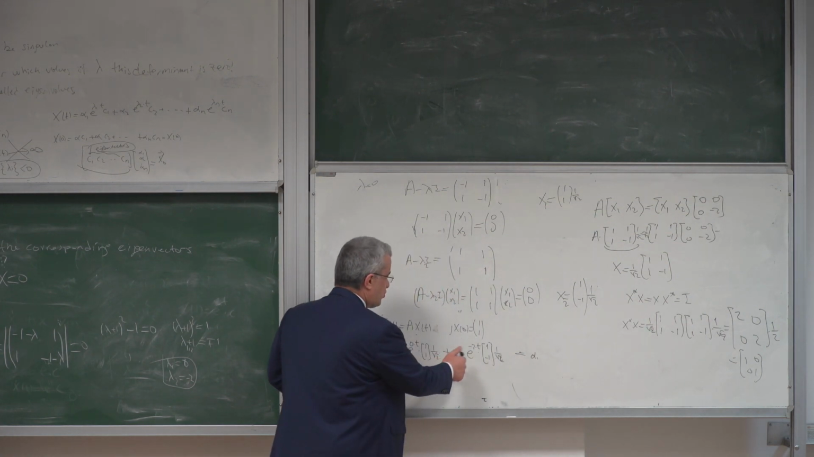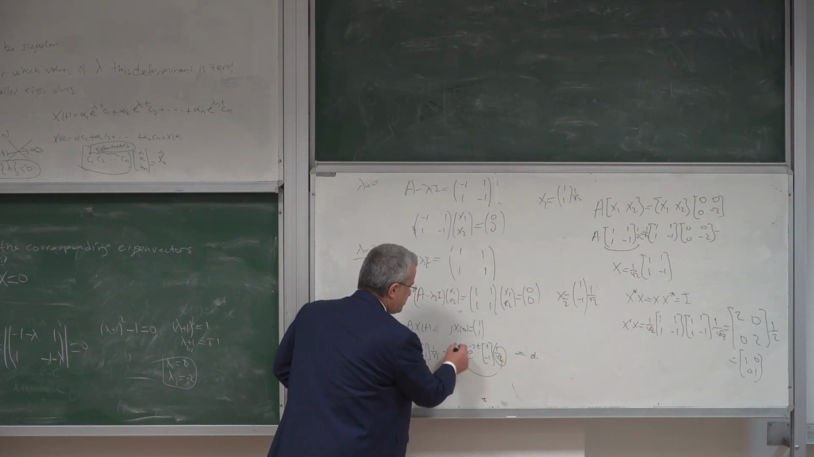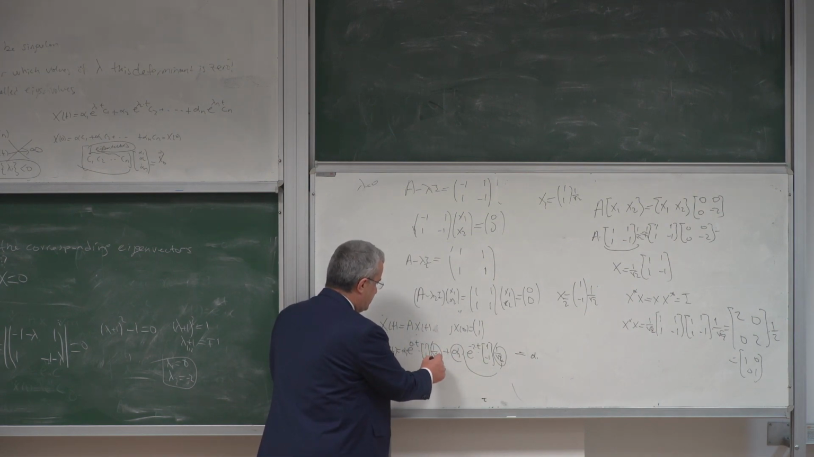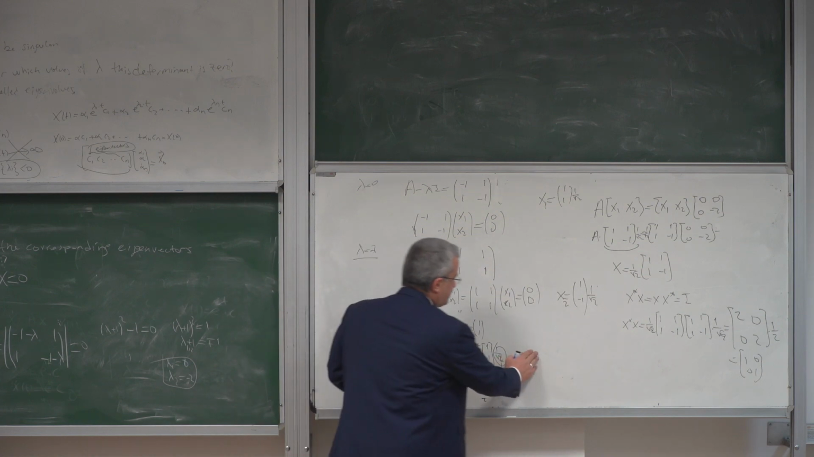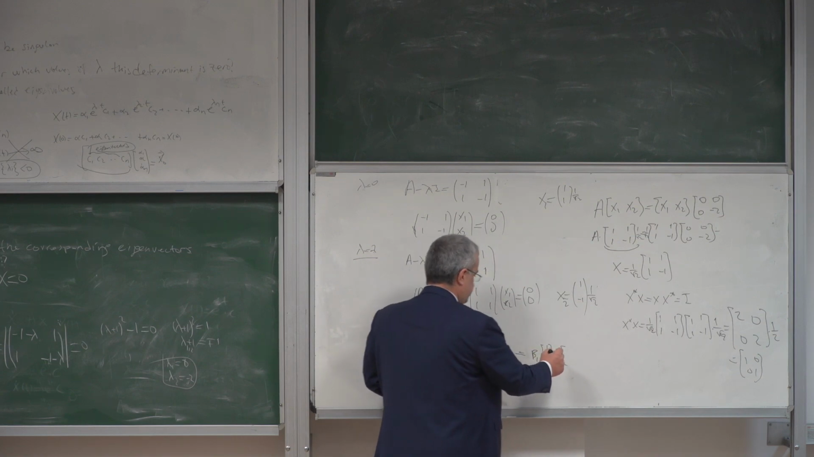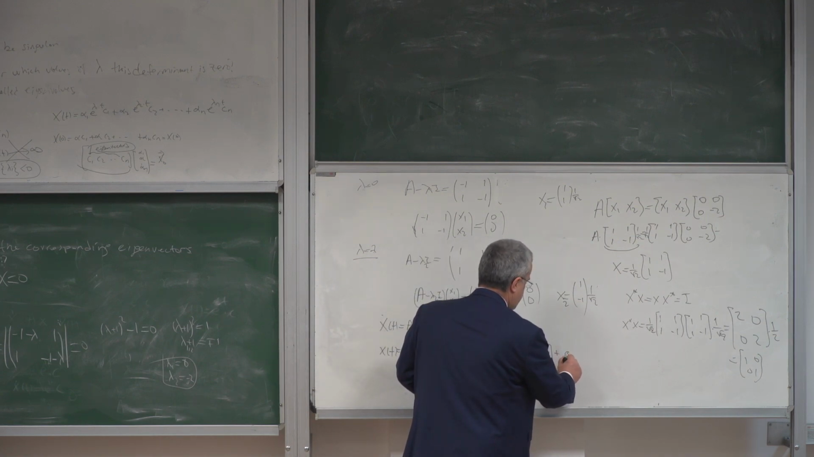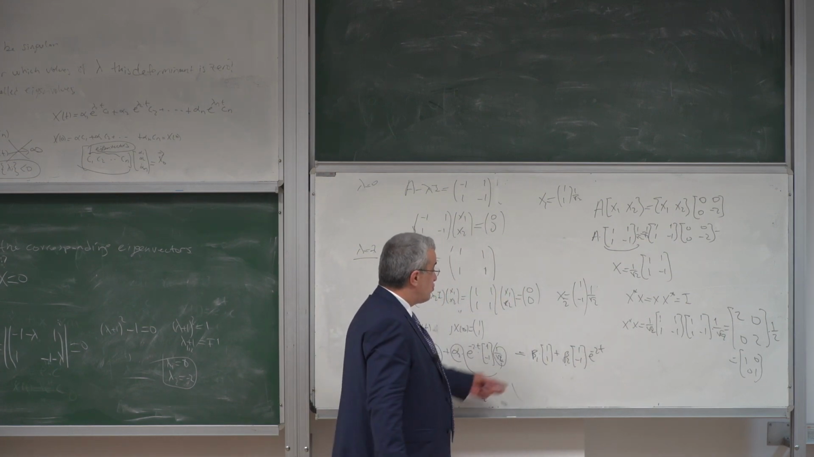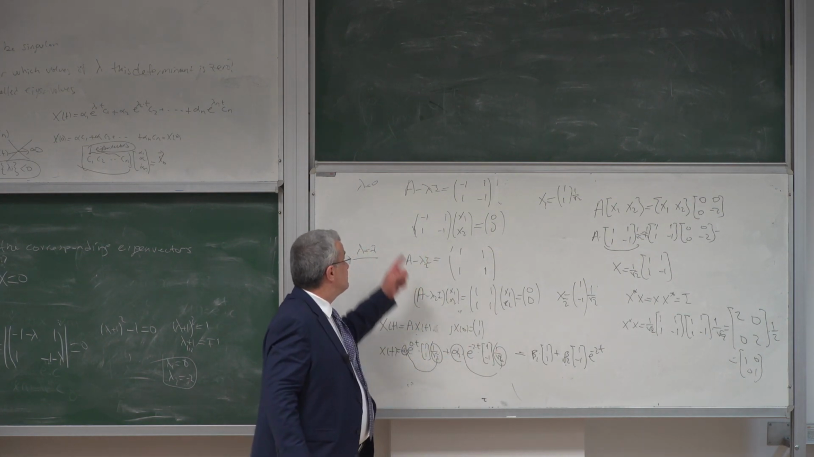So I will just incorporate this and this together. I will call it alpha, okay? Since we are solving for it. Or let me call it beta. Beta 1 times 1, 1, plus beta 2 times 1, minus 1, e to the minus 2t. Okay, this is the solution of this differential equation with that A.